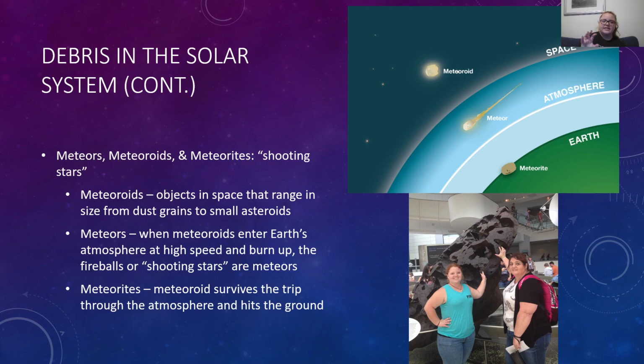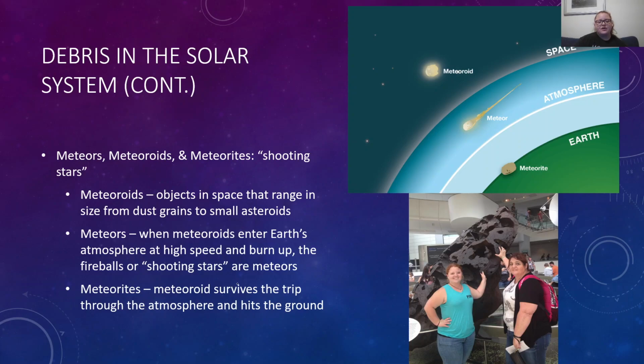So this is going to be debris in our solar system, but this is going to be heading towards Earth. So we have meteoroids that are objects in space that range from the size of dust grains to small asteroids. Okay, and these are more rocky, more metallic, I would say. Meteors are meteoroids that have made it into our atmosphere, and they burn up into fireballs or shooting stars. And so this is what we see when we see shooting stars. They're actually meteors in our atmosphere. Okay.